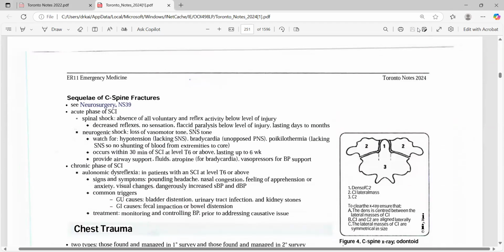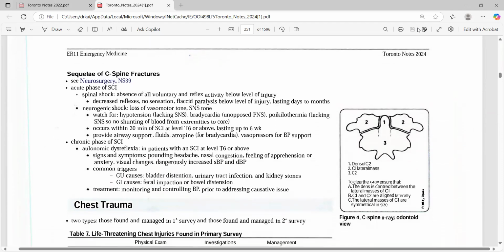Sequelae of C spine fractures, acute and chronic, and how they present. Spinal shock: what are the signs of spinal shock? Decreased reflexes, no sensation, flaccid paralysis below the level of injury, lasting days to months. In these cases, we don't go for treatment. We just call the cervical surgeon, or the head trauma surgeon, or whoever is present in emergency at that time. So we call them and then they follow up with that.